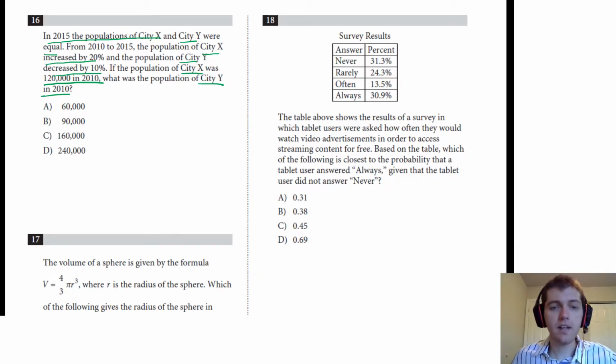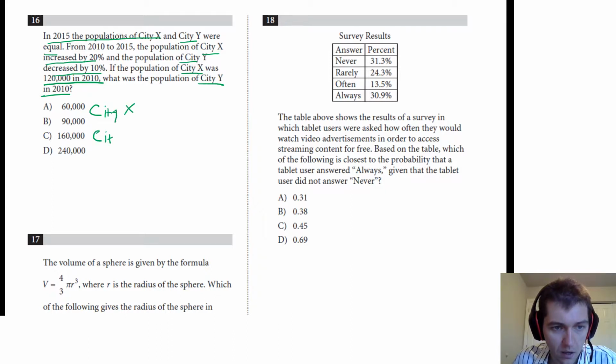Okay, there's a whole lot of data that they throw in that paragraph. So what I would do, it takes a little bit of time, but what I would do is reorganize that data in something more readable. And I would suggest doing a table. So you have city X and you have city Y. And they have 2 years given, 2010 and 2015.